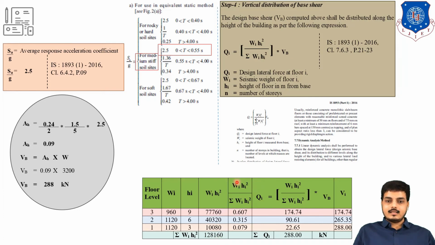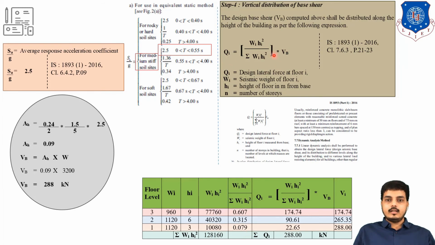Now the next step is Wi Hi square divided by the summation of Wi Hi square. So it is nothing but 77760 divided by 128160. So it is 0.607. Then 40320 divided by 128160, getting 0.315. 10080 divided by this, I will be getting 0.079. So I found out this.